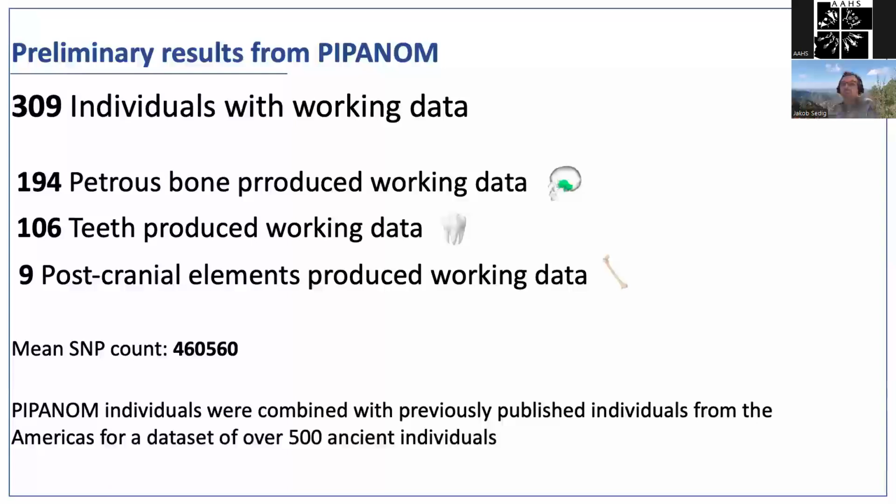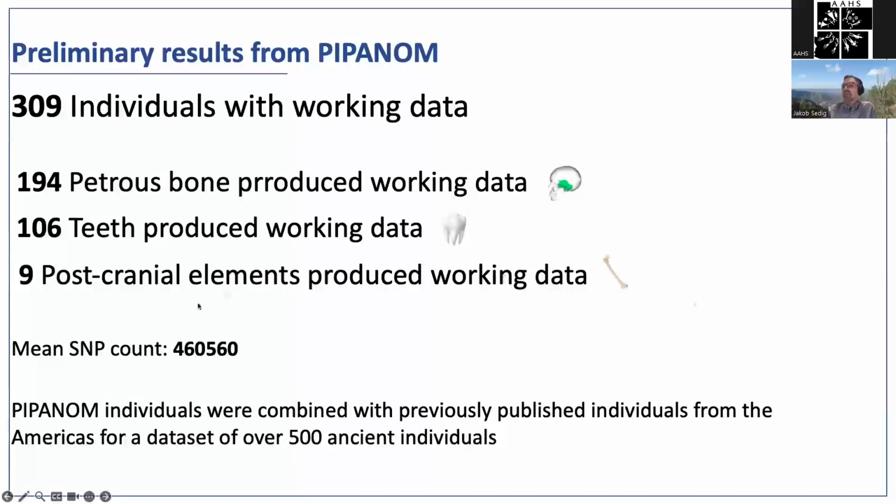Something I haven't talked about yet, and I don't want to spend too much time on it, is which skeletal elements provide the best genetic data. Long story short, the petrous bone produces better ancient DNA data than any other skeletal element. I won't get into the reasons for that now, but the discovery that the petrous generates this really rich, robust ancient DNA data has allowed us to work in places like Mexico. Because prior to this, the data generated from teeth or postcranial elements was not of good enough quality to allow us to do really sophisticated statistics to understand population demography. The petrous has really allowed us to do the PIPANOM study.